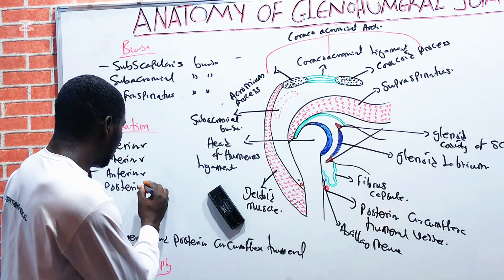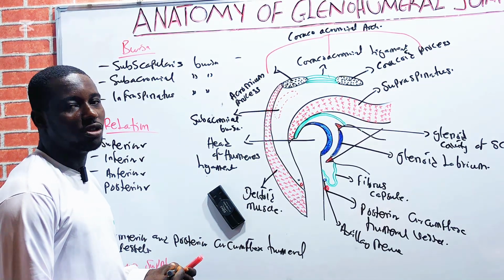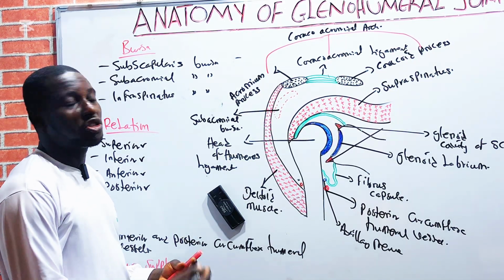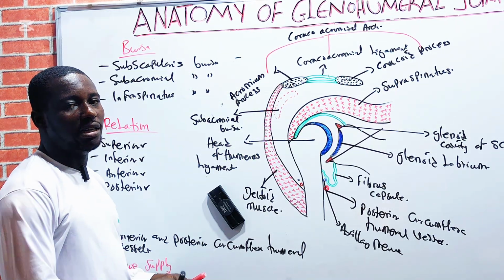The last is the posterior relation. It is formed by the infraspinatus muscle, the teres minor, and the deltoid muscle. So those are the structures that form the posterior relation of the shoulder joint.